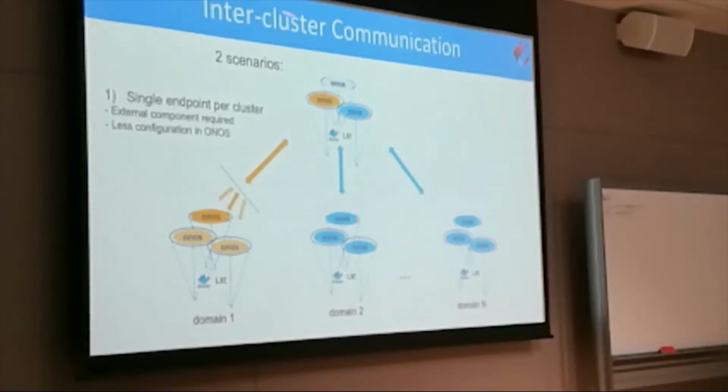There are two scenarios. We can either configure the global ONOS with a single fixed endpoint per cluster, and then in this case we need an external component for the load balancing and to recover upon failures of one of these instances, because you use, for example, a public IP given in configuration to the global.